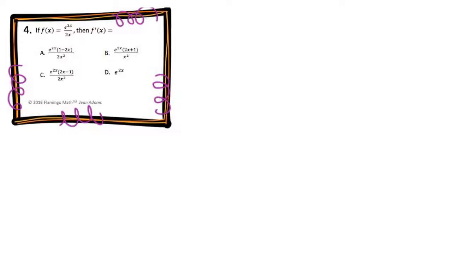Our next problem, again, more derivative practice, and this time it looks like we have the quotient rule. So f prime of x is going to be the bottom times the derivative of the top, and the derivative of e to the stuff is going to be stuff prime times e to the stuff. So there's the bottom times the derivative of the top, and then we're going to do minus top, so e to the 2x times the derivative of the bottom, and this is all over bottom squared.